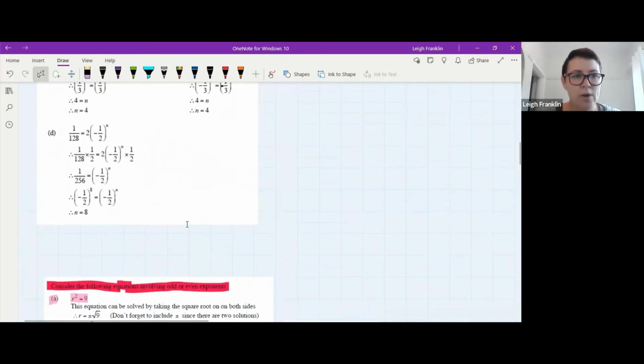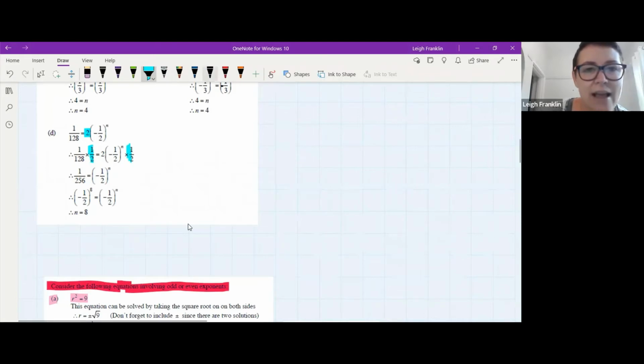If we have a look at question D, they're asking us to work backwards and calculate the value of n if they've told us that this is equal to 1 over 128. So the very first thing that we need to do is divide by this value over here on both sides. Now, what they've done is they've multiplied both sides by a half. Right?